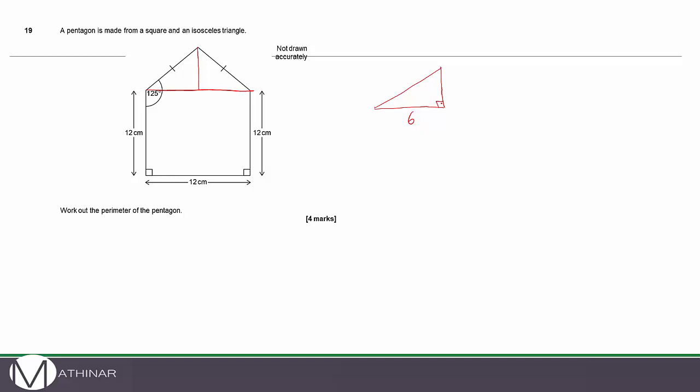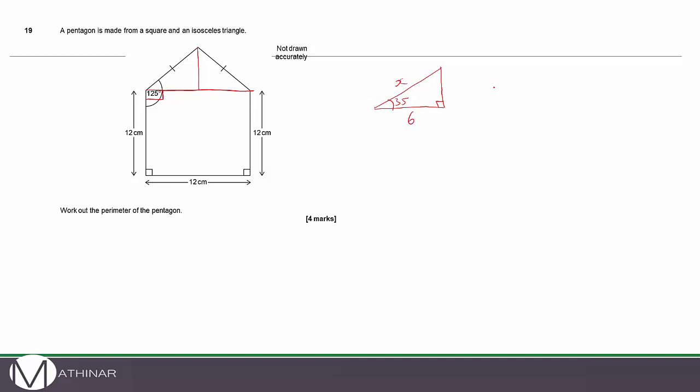We know it's a right angled triangle, and then this angle is one we can work out because that there is 90 degrees, and the whole angle is 125. So the difference between 125 and 90 is 35. So this angle here must be 35. And we're trying to find out the length of this side here for the perimeter. So let's call this x.